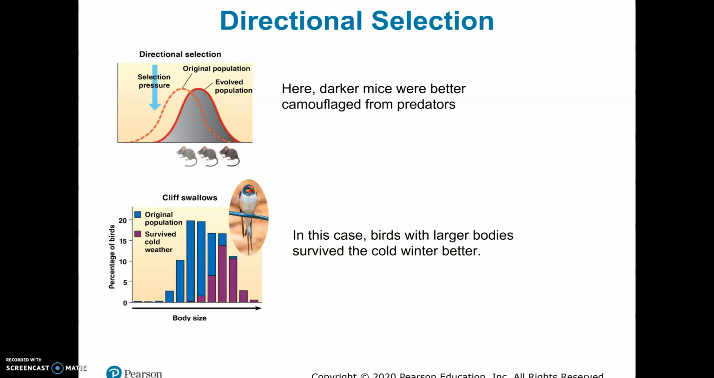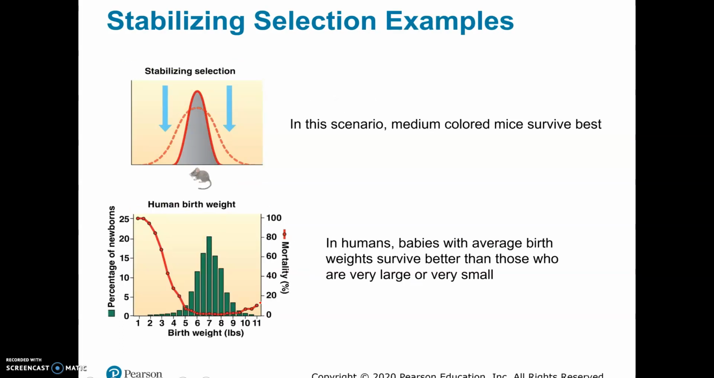So let me show you a couple of scenarios. In scenario one, imagine that darker mice can camouflage from some kind of predator. We start with a population of mice that are dark, light, and average in color. But over time, if the light ones are getting eaten more, generation after generation goes by, notice how this bell curve shifts towards one direction. In this second one, you have birds with larger bodies, and they survive better in the cold. We start with an average population of birds, but after a really cold winter, only the larger ones survived. If that's a genetic trait, being able to grow to a bigger size, then that would be passed on to the next generation.